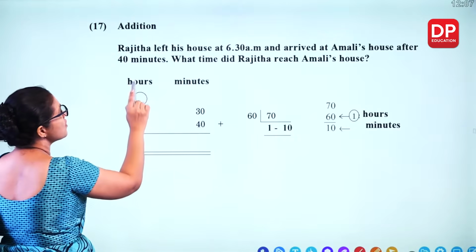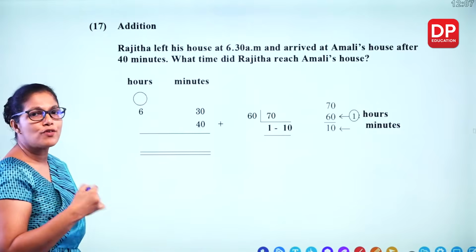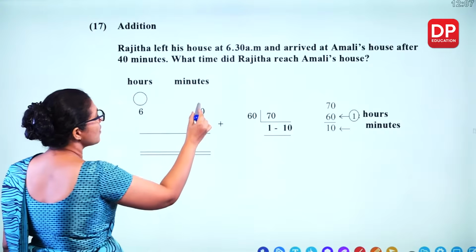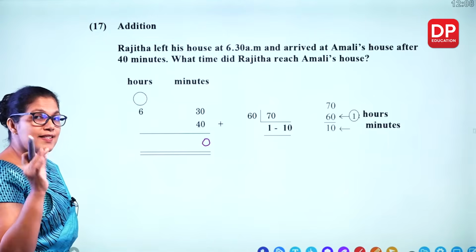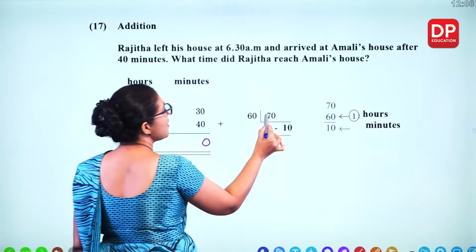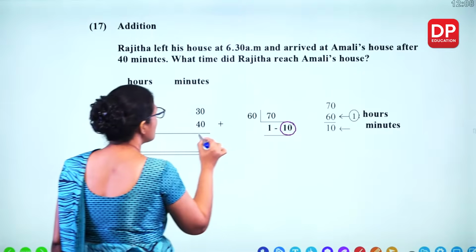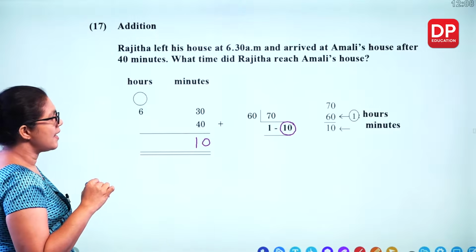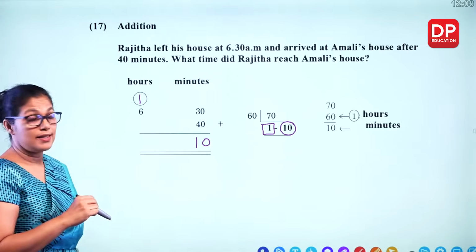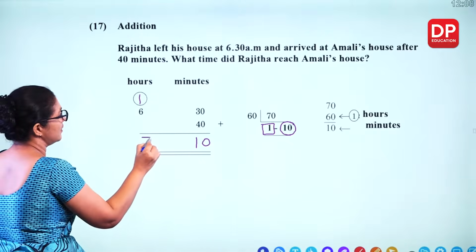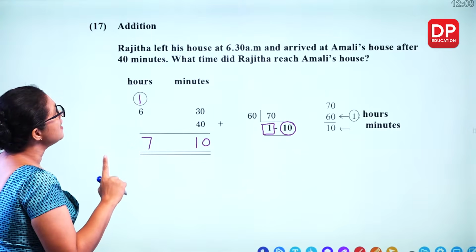He left his house at 6:30, so 6 hours and 30 minutes. And it took 40 minutes to go, so you have to add 40. When you are adding, 0, 0, 0. 4 plus 3, 7. But you can't write 70 minutes. 60 minutes is 1 hour. So what we do, take 70, divide by 60, you get 1 and 10 minutes remaining. So we write 10 minutes here. But here 1 is there, so we are taking 1 hour to the other part. So 1 and 6, that becomes 7. So what's the time? 7 hours and 10 minutes.